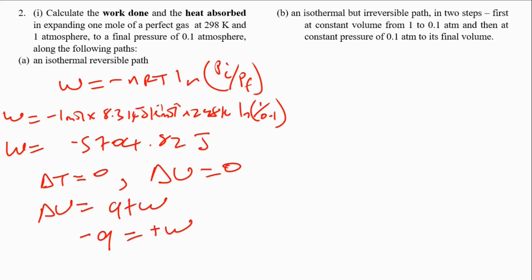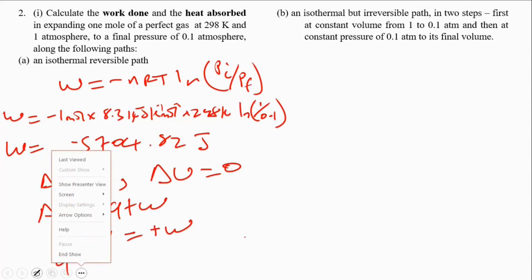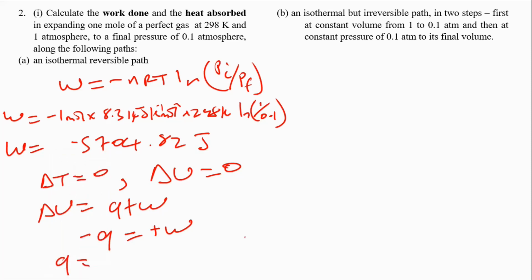That is, if we calculated up here, the work to be, as we have it, 5,704, right? That's the work, minus 5,704. Then Q must be equal to positive 5,704.82. Let's put everything in joules. All right, that is what we have.